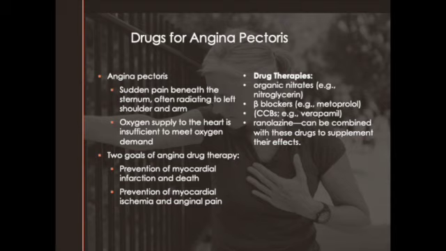There are three main groups of anti-anginal drugs. These are the organic nitrates, for instance nitroglycerin, the beta blockers like metoprolol, and the calcium channel blockers like verapamil. Sometimes, in addition, there's a fourth agent, ranolazine. It can be combined with these drugs to supplement the effects. Most of what we're going to be talking about in the next few slides is going to focus on organic nitrates because we've already talked about beta blockers and calcium channel blockers previously.